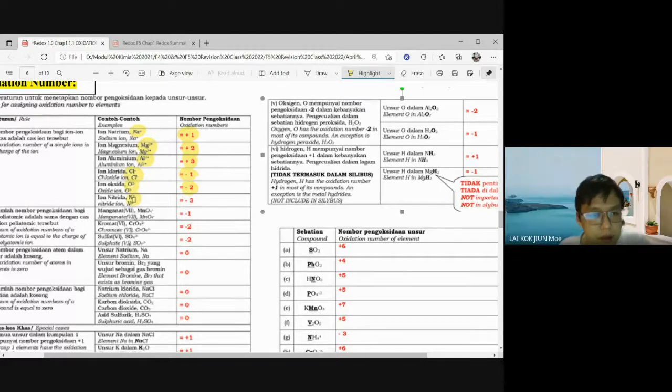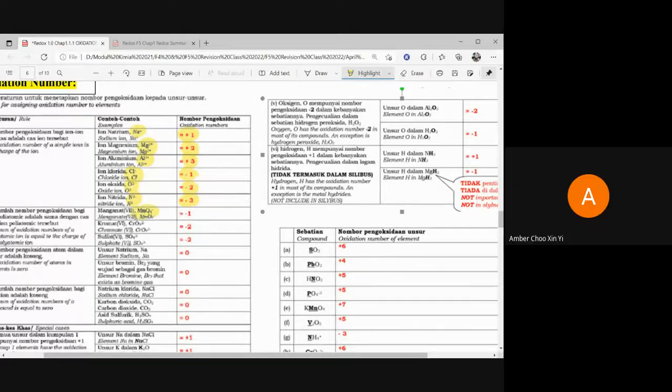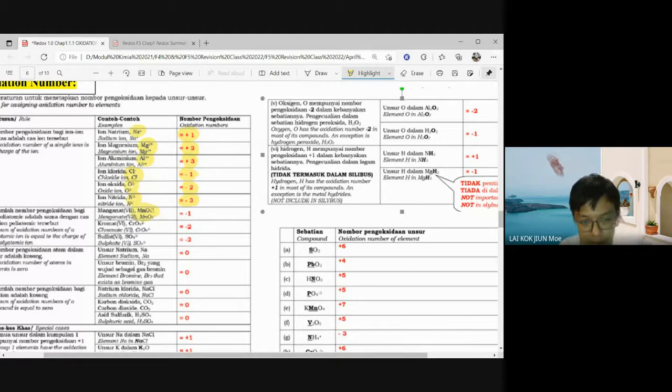Oxide is -2. Okay, this is the nitride. Nitride is special, be careful. -3. But nitride is very seldom. Okay, so the hydroxide, how much is the charge? -1. If they mention at the back, easier, you just follow. They put -1 only, you write -1. Chromate, -2, right? Easier. Sulfate also, -2.